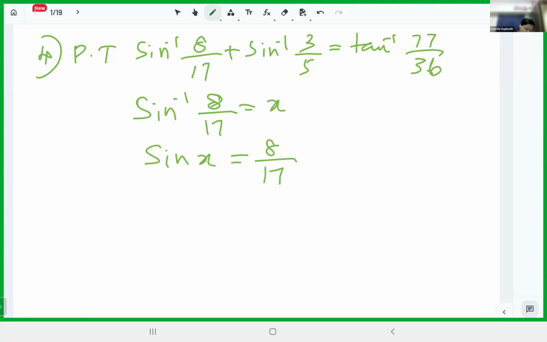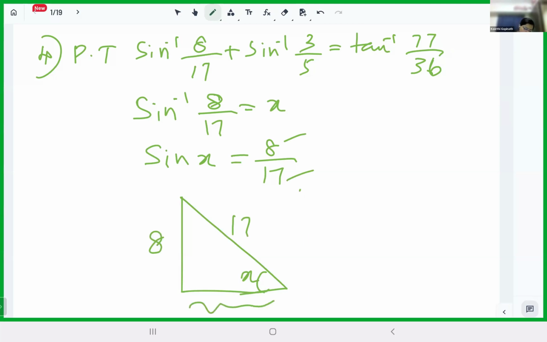Now what? We have to find out the value of tan x. For that, I am considering a triangle. So let this be x. Here we have given that sine x is 8 by 17. So 8 is the opposite side and 17 will be the hypotenuse of the triangle, right? So how will you find this base? By using Pythagoras theorem, we can find the base. It is nothing but the square root of hypotenuse square minus height square. That is 17 square minus 8 square.